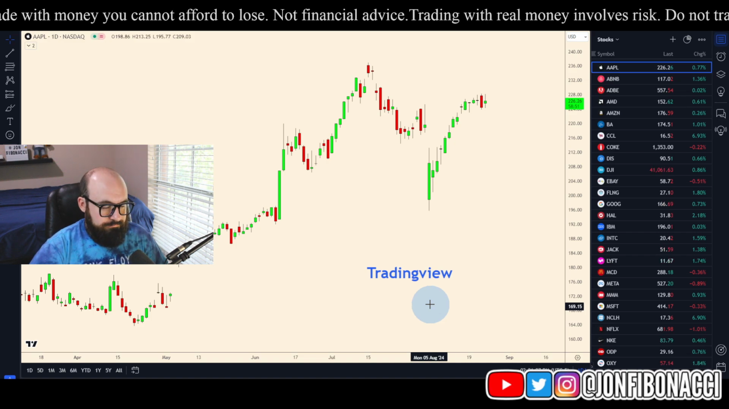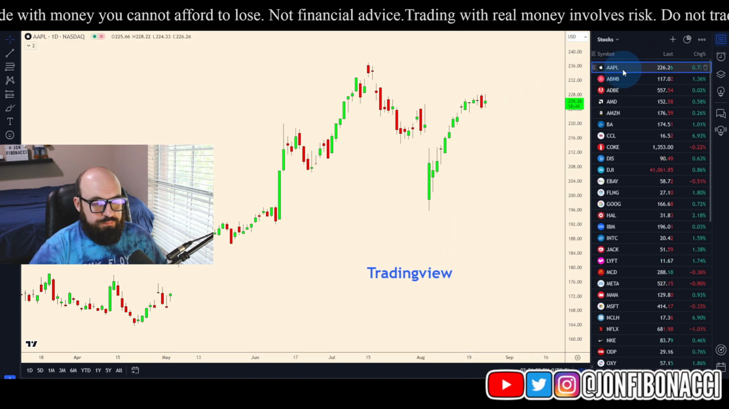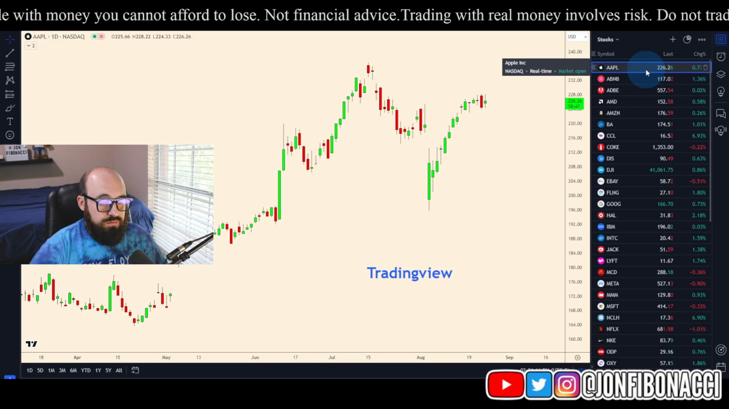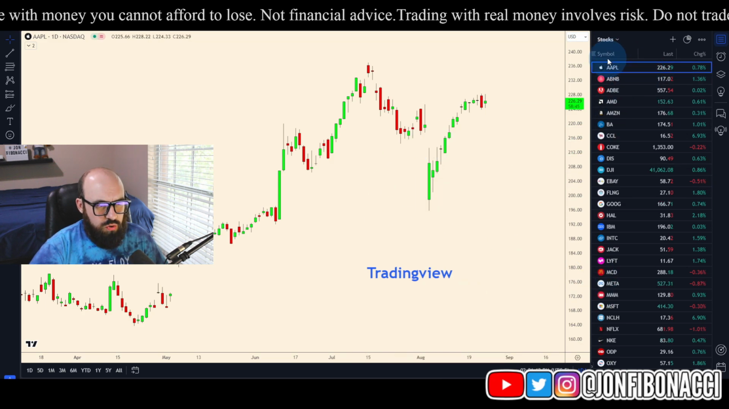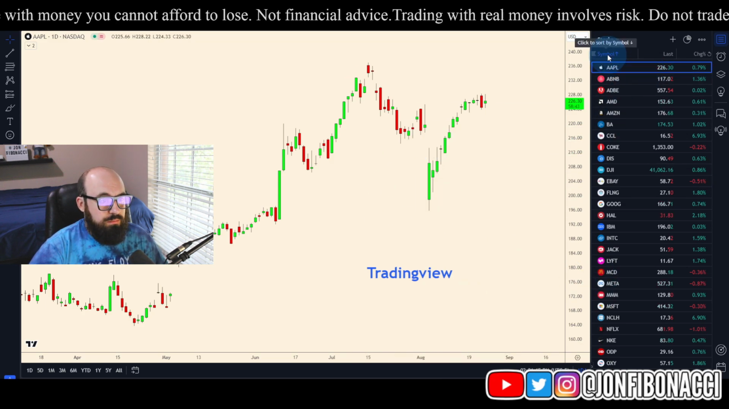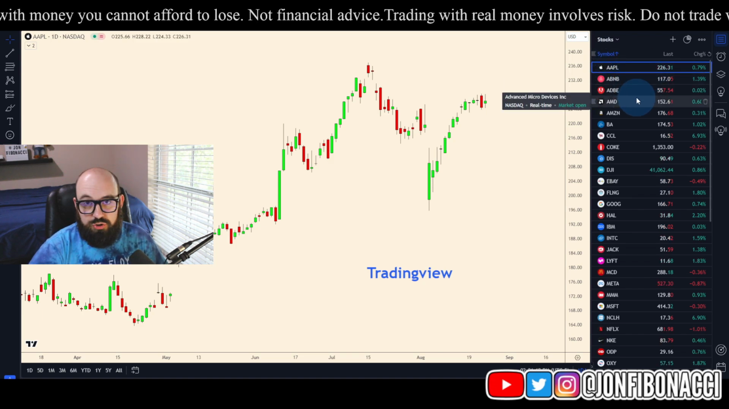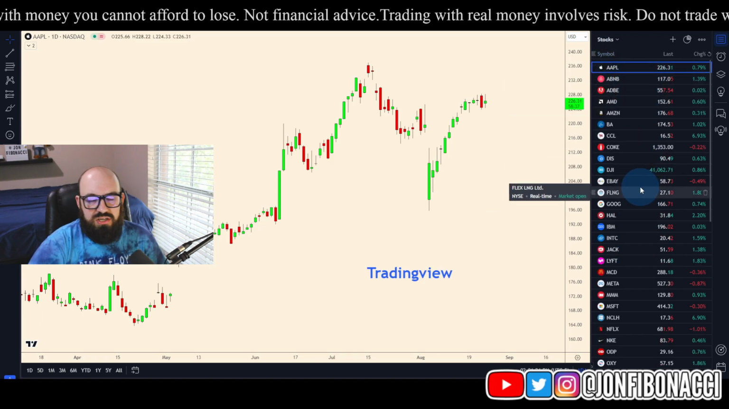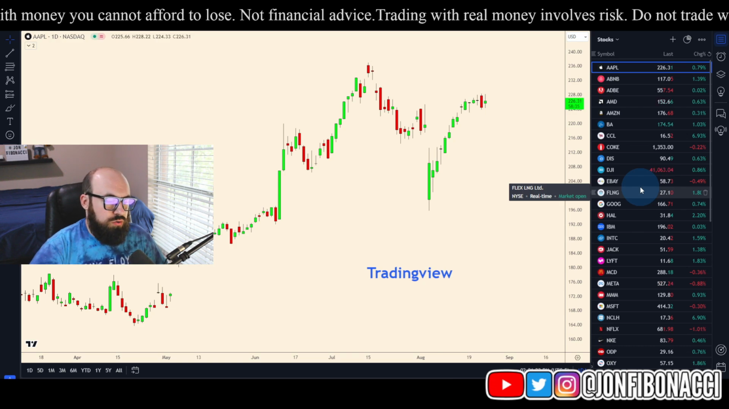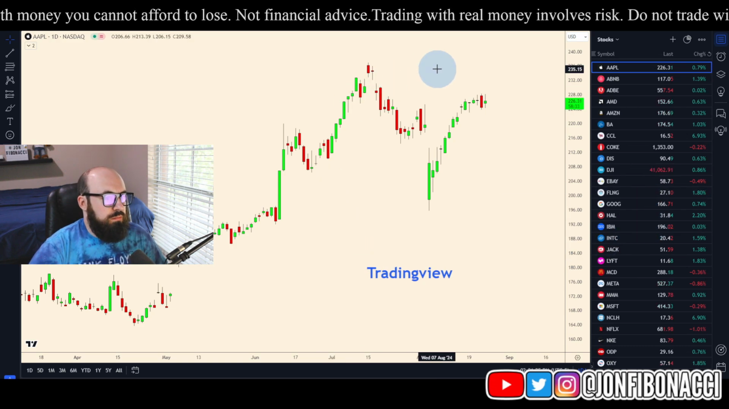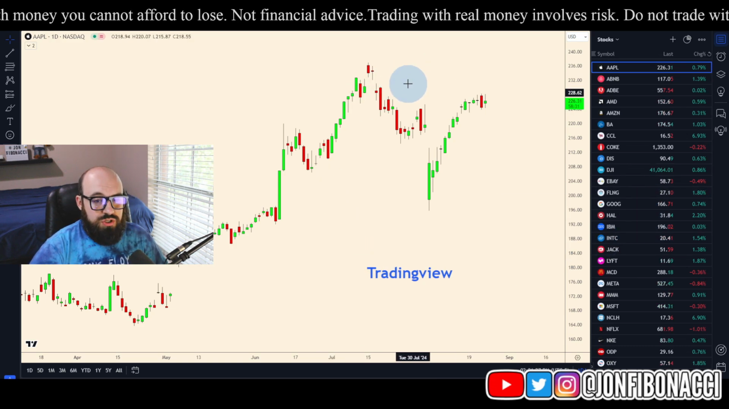So Apple, AAPL. Over here is my list of stocks. This is in order by the symbol, so it's going to be in alphabetical order, like Apple, Airbnb, so on and so forth. Now, this list I just made manually. You can add your own or take them off or whatever. But this is AAPL, which is Apple.